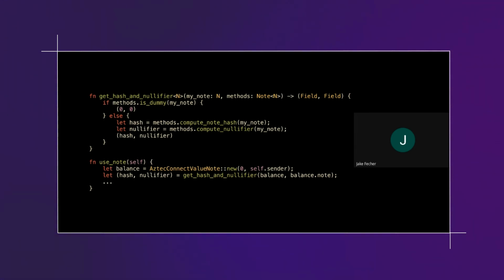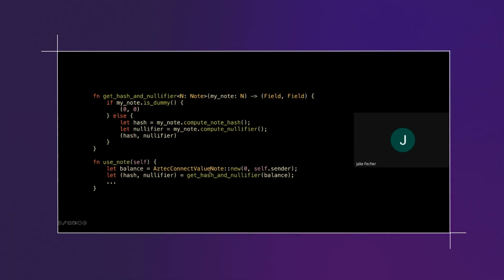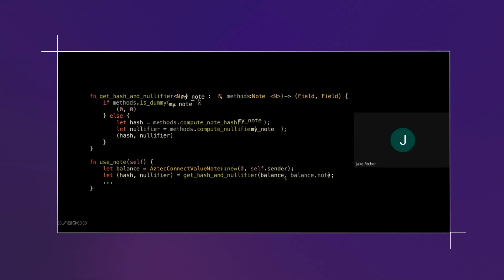Finally, when actually using the note at the bottom, you'll notice before, the only difference was this function. It took one parameter, we had balance. And we created the Aztec connect value note, a new version of that, and that's just the same struct as before. So we pass in the one balance parameter, and then we just have to manually pass in the balance.note field as well for this note value.